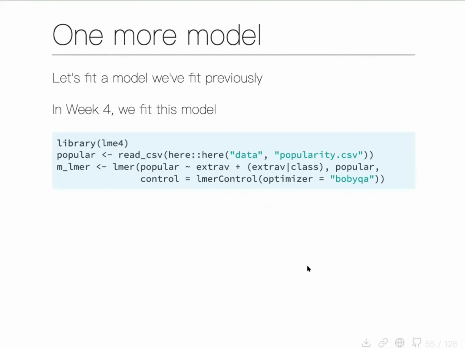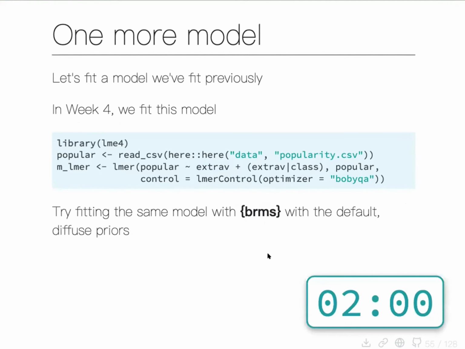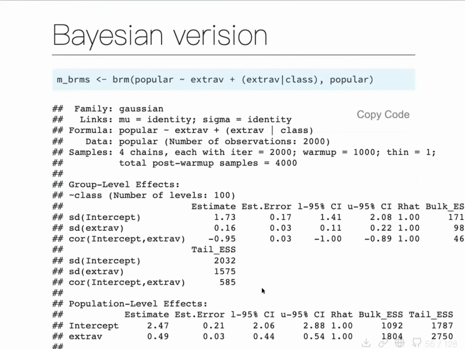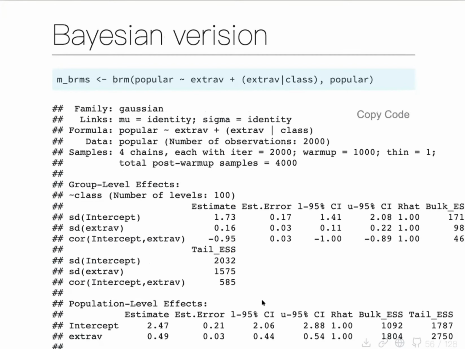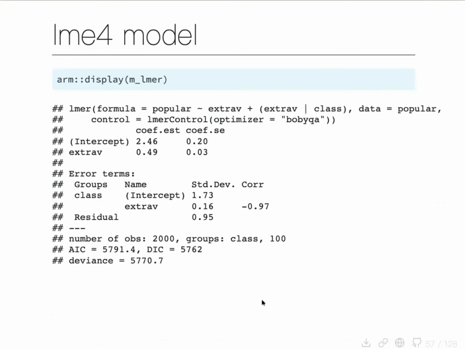Just real quick, here's a model we fit with LME4. This is that popular data extroversion with the extroversion slope, right? When we do that, we get these results: 2.47, 0.49, 1.73, 0.16, and negative 0.95. We can compare that to the LME4 model, and we see we get essentially equivalent results all the way across the board. Okay, so that's showing you that when you have diffuse priors, you're going to get the same results that you get with LME4.